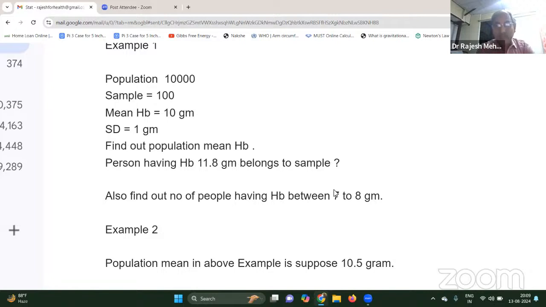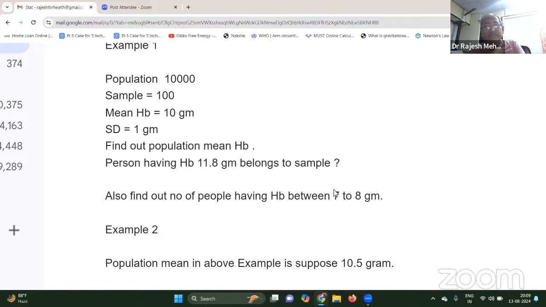Can any one of you calculate what the number of people is? Anyone? Mostly less than 5% of the total population. Only 5% or less than 5% of the total population, because it lies below the 95%, above the 95% according to this problem.